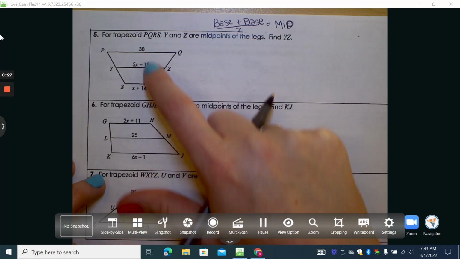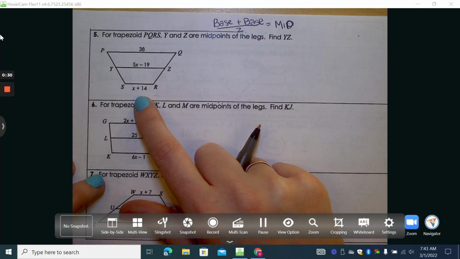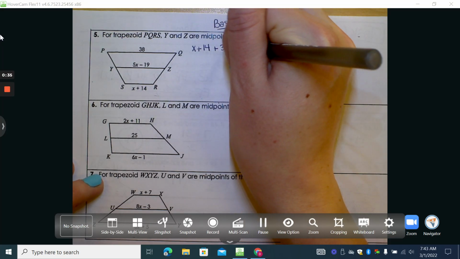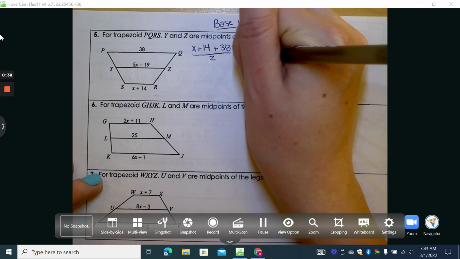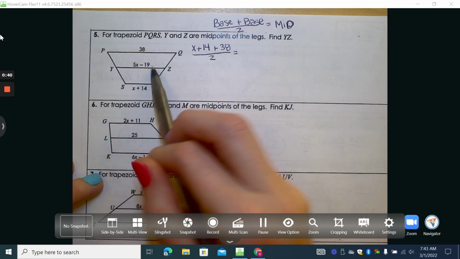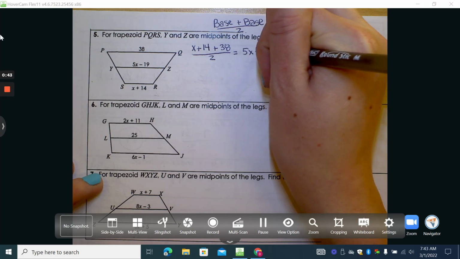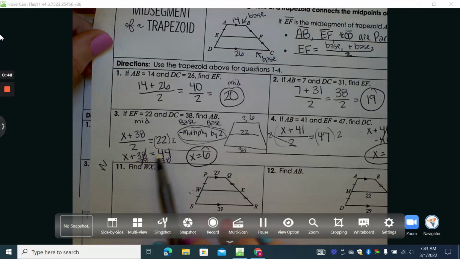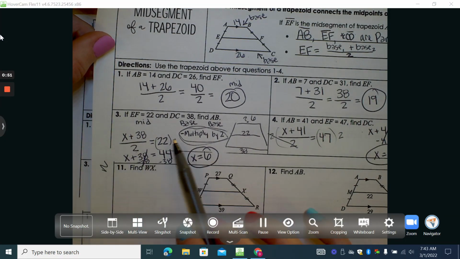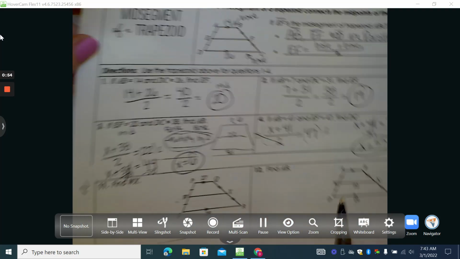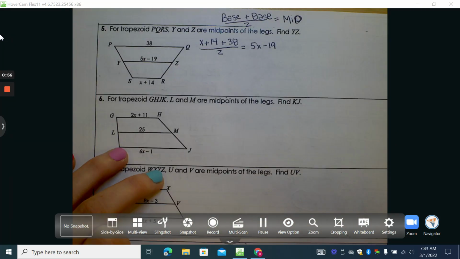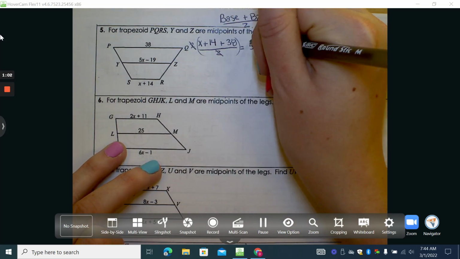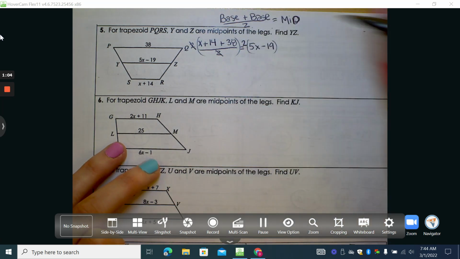So I have these bases on the top and the bottom. I'm going to add them together. I'm going to have x plus 14 plus 38 divided by 2 equals my mid-segment, 5x minus 19. Just like we did on questions 3 and 4, since I have x on the top of my fraction, I'm going to start by multiplying by 2 on both sides, to cancel my 2's and multiply by 2 over there.